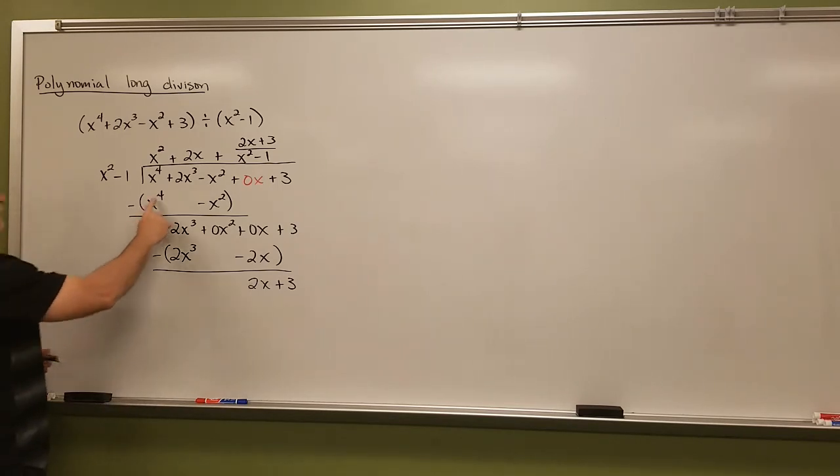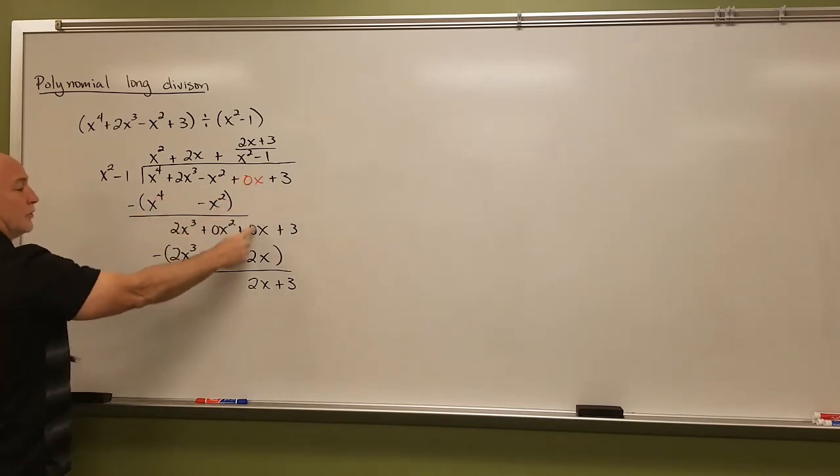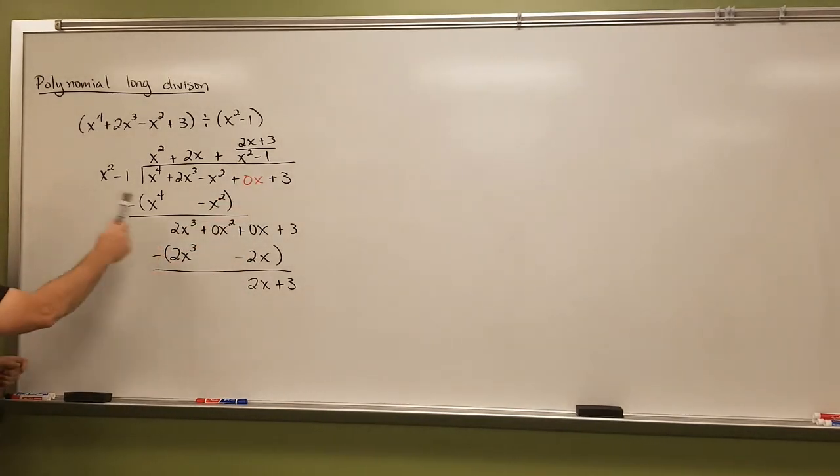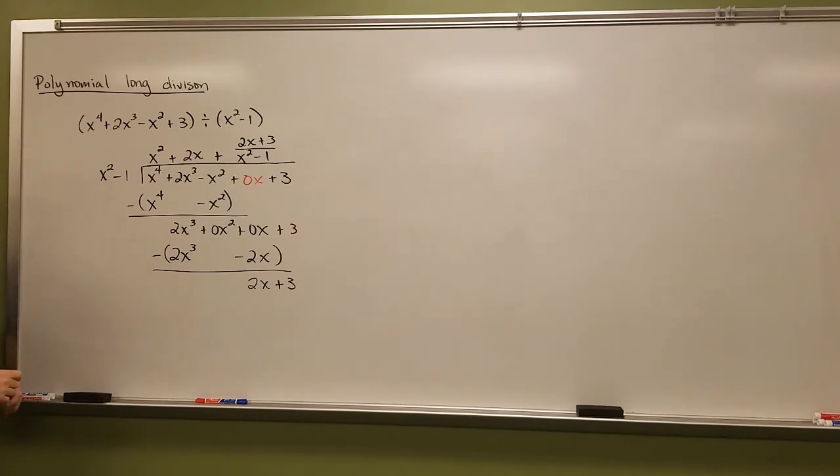So always make sure that you have any missing powers, that you put a placeholder in there so you have a place to line up all the powers when you're multiplying. Other than that, you notice it works a lot like regular long division.